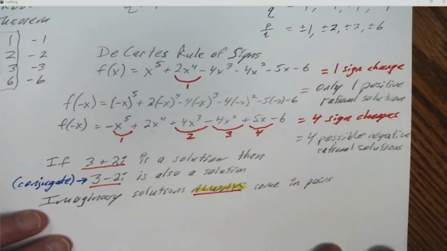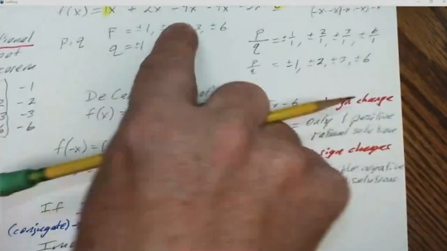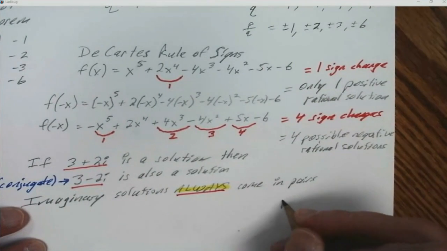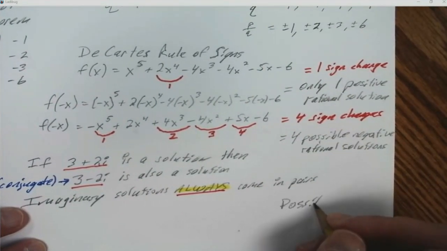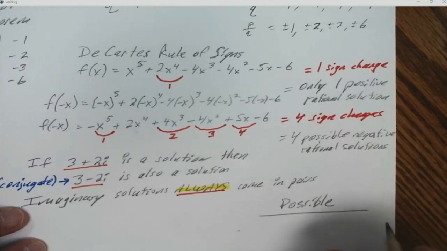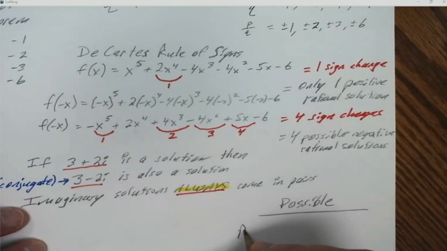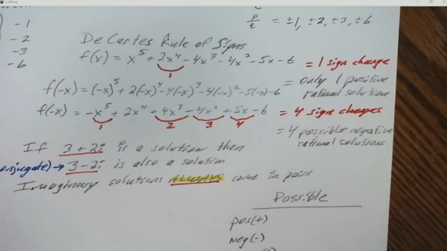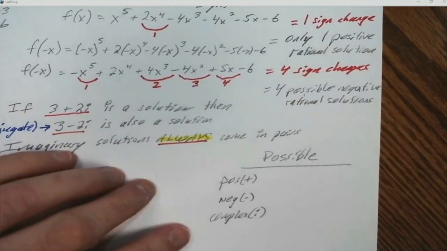So that means if we look at this whole equation up here, there could be, let's see, what's possible. We're going to say positive, negative, or complex, which has an i in it. Here's what's possible for this equation.